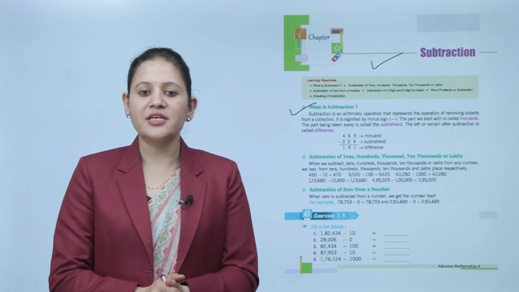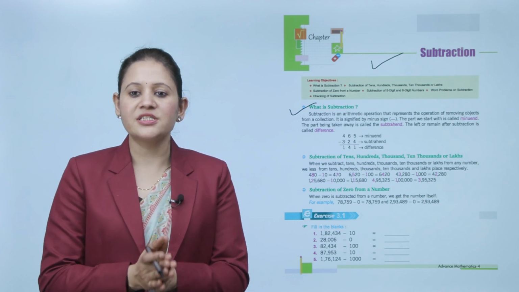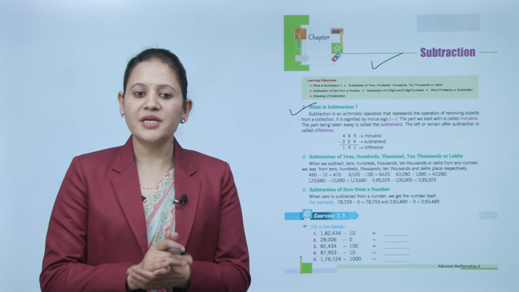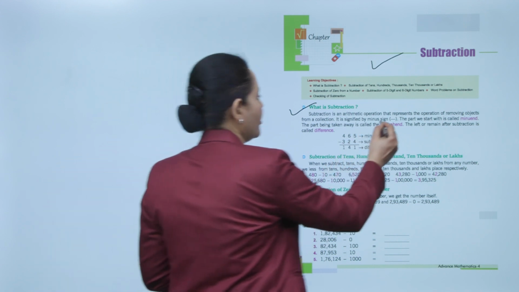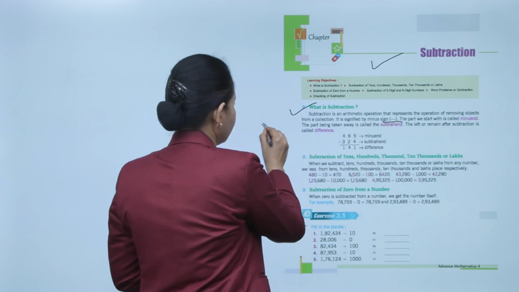Subtraction is an arithmetic operation that represents the operation of removing objects from a collection. It is signified by the minus sign. This is the sign of subtraction. This one.